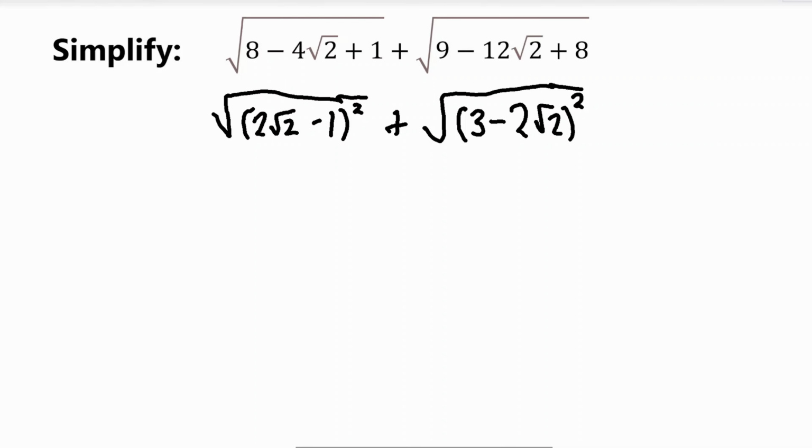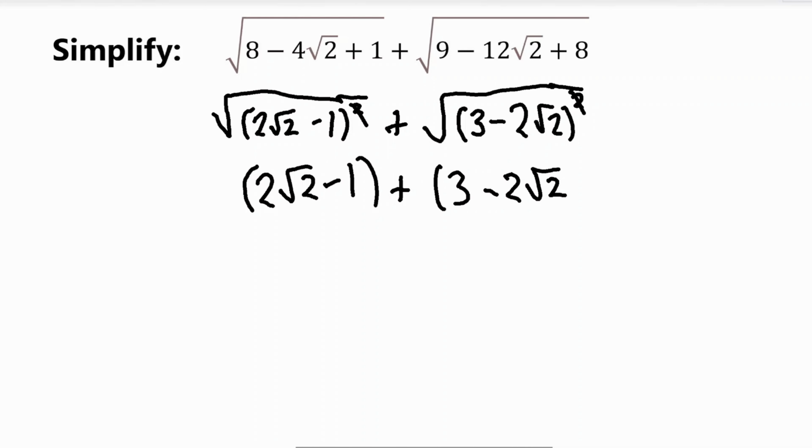And now, as you know, square roots and squares cancel out. So basically, if you get the square root of something that's squared, just take away the squared. So it's the original, so take away this squared, take away this squared, which will leave us 2 square root 2 minus 1 plus 3 minus 2 root 2.